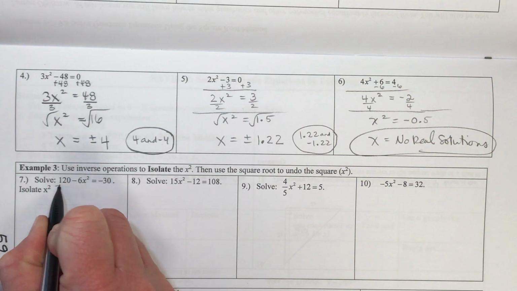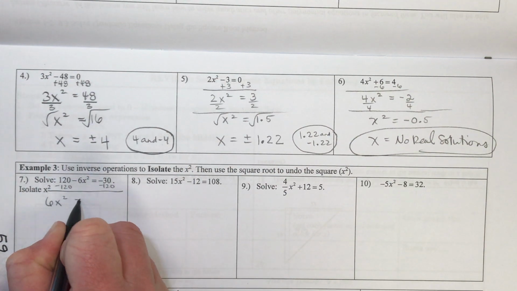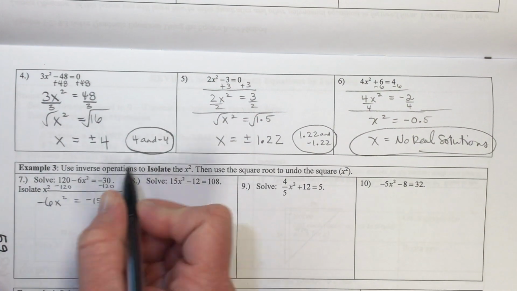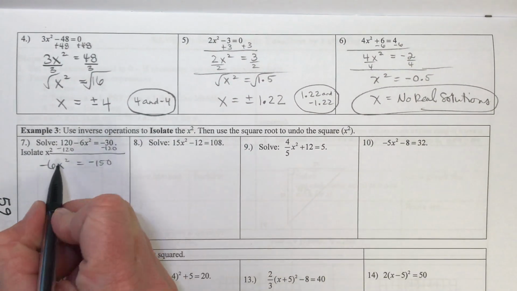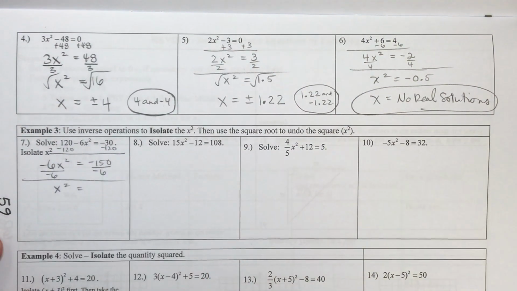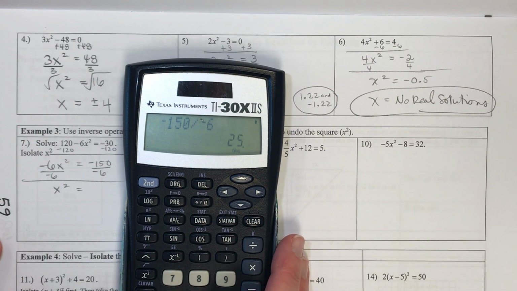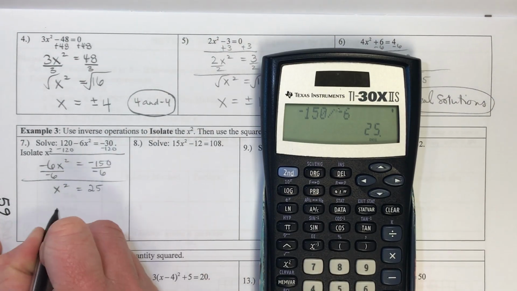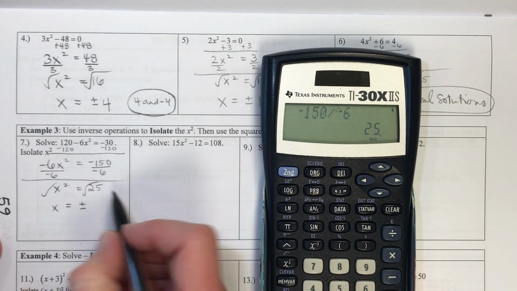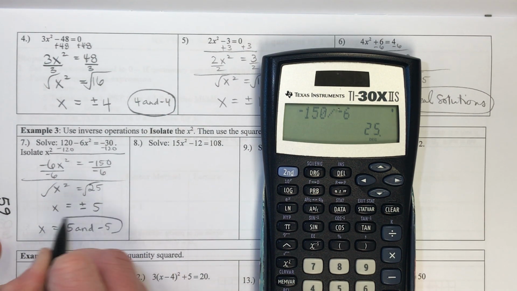So isolating my x squared here, I'm going to subtract 120 because I want to get the square part alone. Negative 30 minus 120 is negative 150, and I noticed there was a negative sign in front of that 6, so I got to keep that there. Now I'm going to divide by negative 6, and my x squared will be negative 150 divided by negative 6 is 25. And now if I apply my square root, I'm going to apply to my answer plus and minus. Well, I know the square root of 25 is 5, so I have answers of 5 and negative 5.